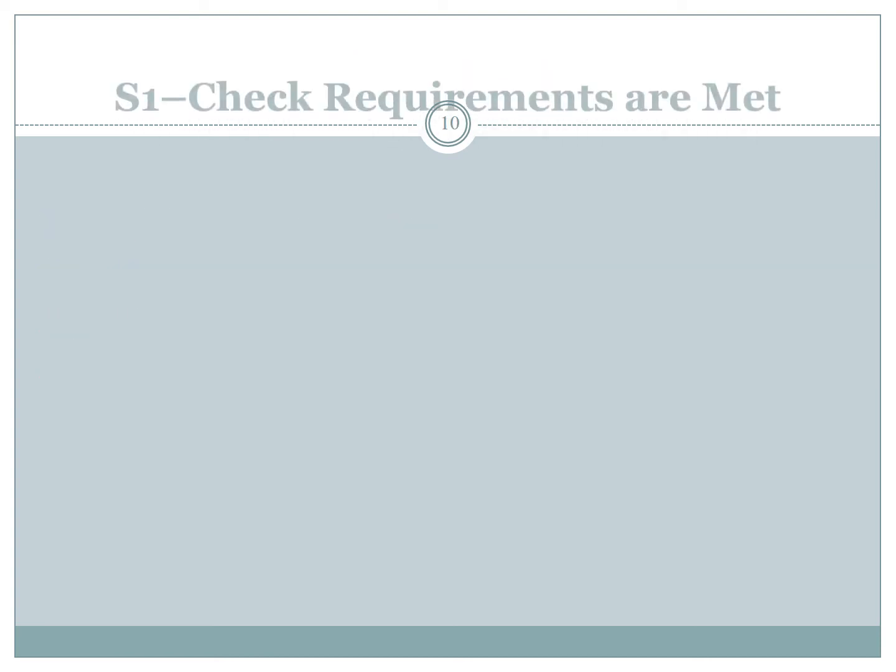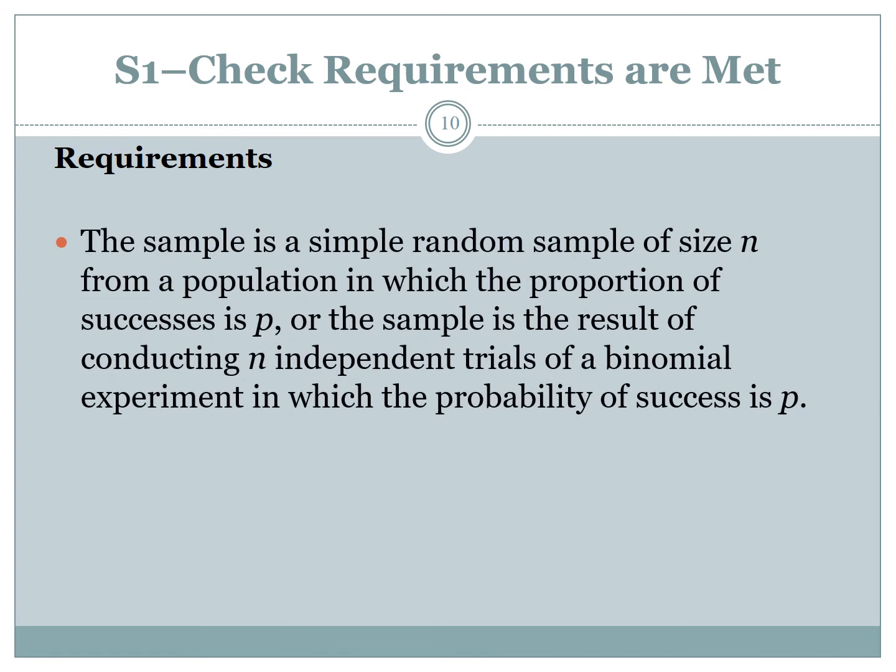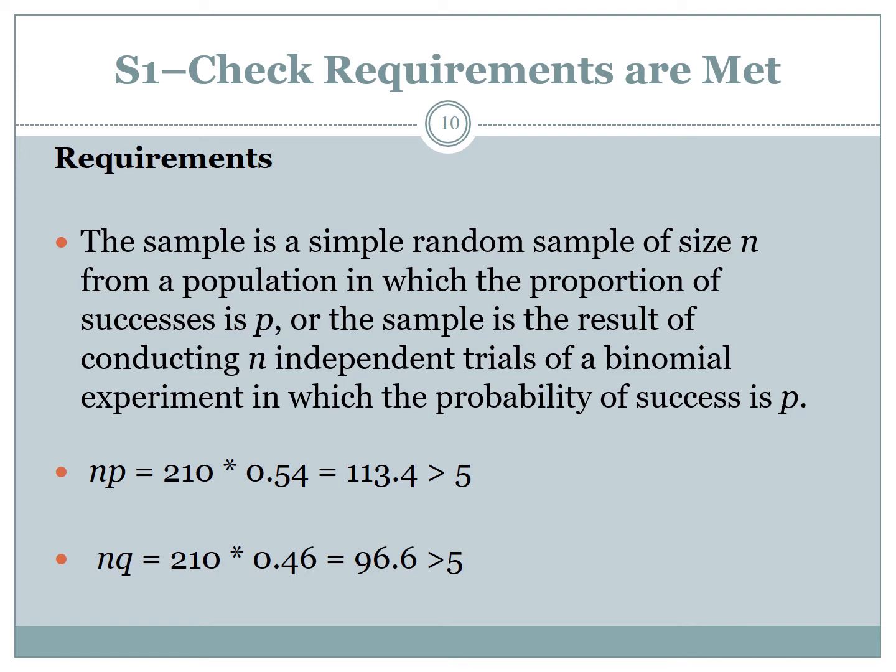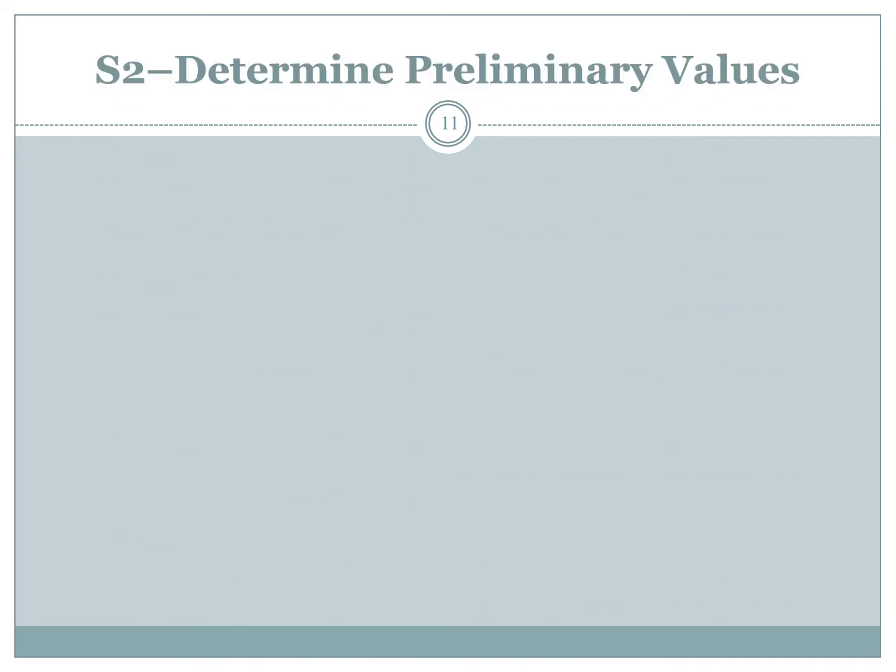Let's look at step 1. We're going to check the requirements, right? So NP must be greater than or equal to 5, and that is 210 times 0.54, which is 113.4, so that's greater than 5. Similarly, NQ is 210 times 0.46. Multiplying that out, we get 96.6, which is clearly greater than 5. And then we get ready to go on to the next step, which is to determine the preliminary values.